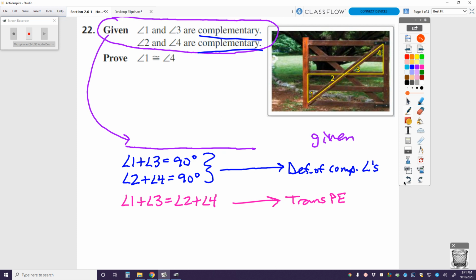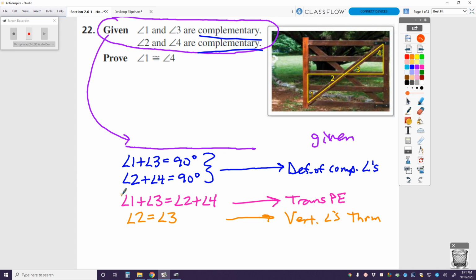And it's something that we've already discussed, right? That vertical angles are always congruent to each other. So we know that angle 2 is equal to angle 3. And again, we called that the vertical angles theorem. And so now here's that connection.